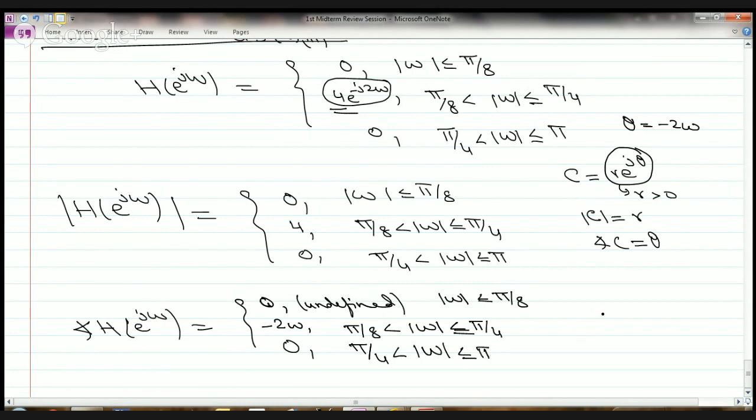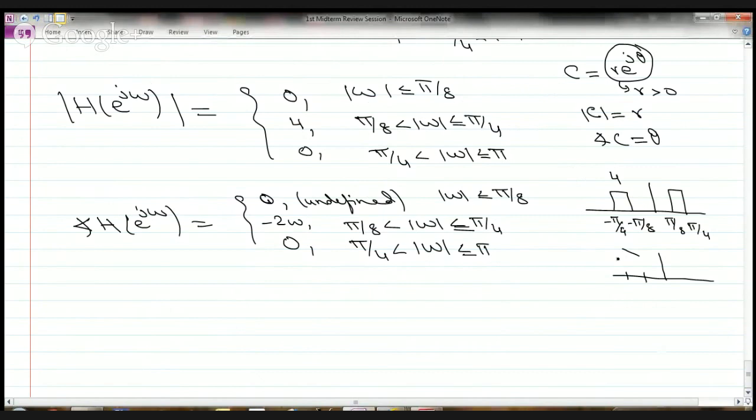Now you just have to plot it. This is the magnitude plot for pi by 8 to pi by 4 and minus pi by 4 to minus pi by 8. The height is 4. And the phase is a linear function for frequencies between pi by 8 and pi by 4. It's a line with a slope of minus 2.